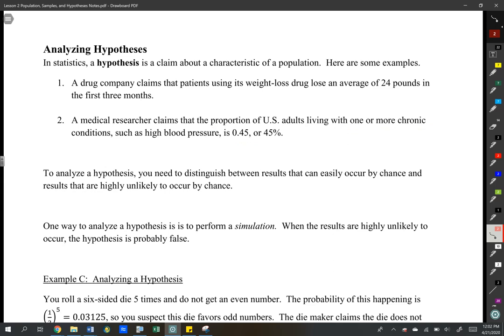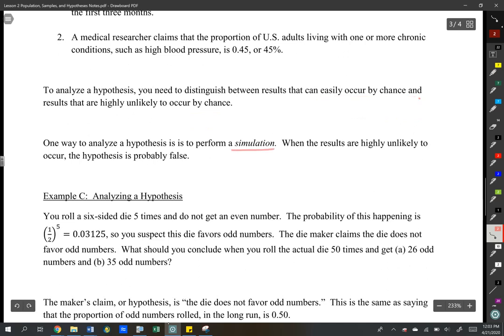To analyze a hypothesis, you need to distinguish between results that can easily occur by chance and results that are highly unlikely to occur by chance. One of the ways we can test a hypothesis is to perform a simulation. When the results are highly unlikely to occur, the hypothesis is most likely false. So we're looking for something that is likely to occur to say that the hypothesis is most likely true.